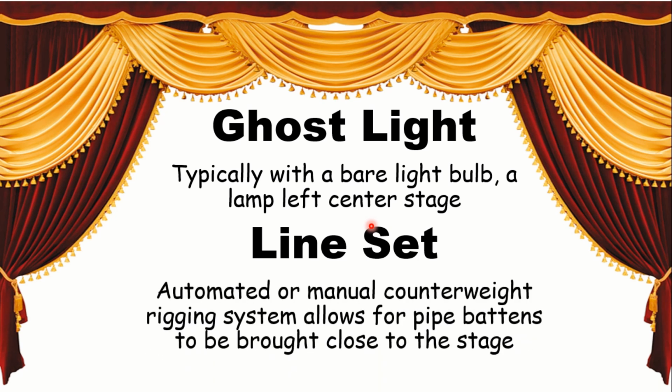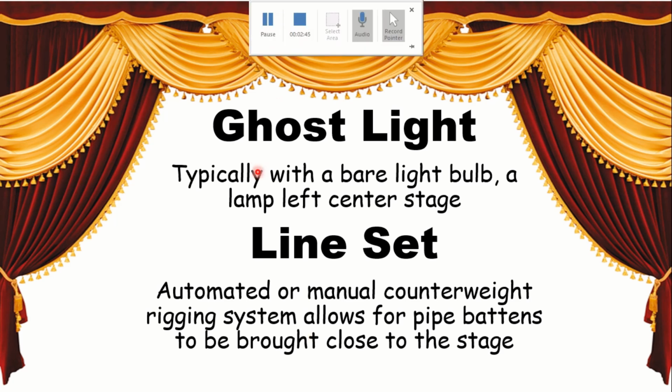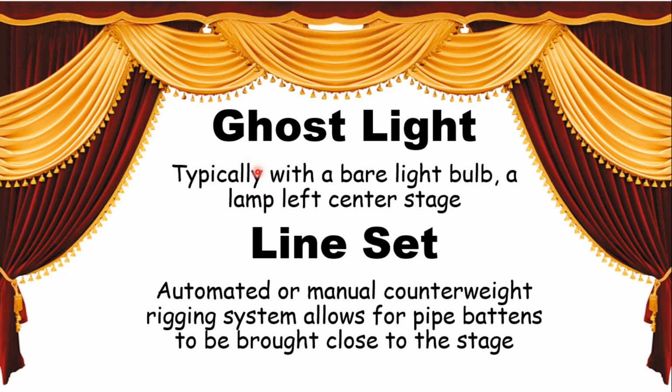Line set. This is the automated or manual counterweight rigging system that allows for pipe battens to be brought close to the stage for easy installation of light fixtures above the stage. Orchestra shells are hung from the line sets to allow for easy flying in and out, making concert setup easy.